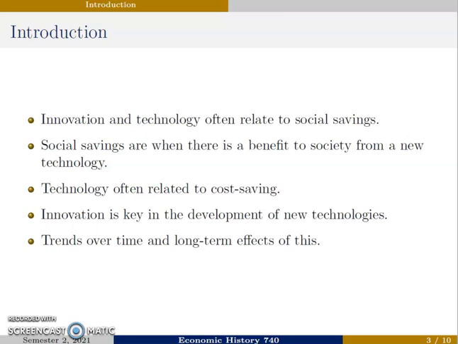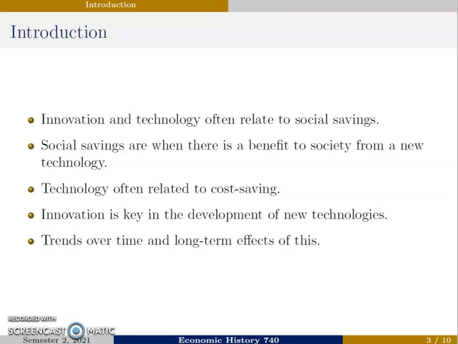So this is why we say technology is cost saving, because it often relates to a way to do things in an easier manner that ultimately saves cost. And you can think about your microeconomic theory. If you have lower costs, it means higher production and higher profits to suppliers, and ultimately price benefits to consumers.